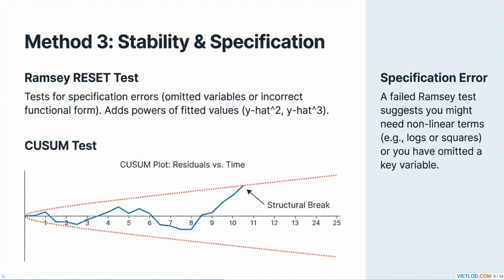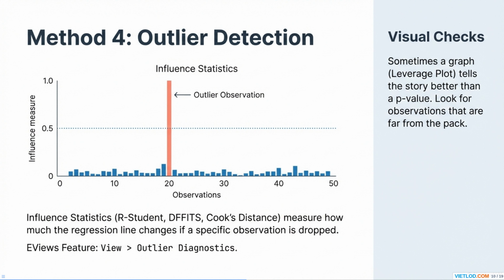Another crucial aspect is parameter stability. The CUSUM test, or cumulative sum test, checks for structural breaks in the model's coefficients over time. This test plots the cumulative sum of recursive residuals against critical bounds. If the line crosses these bounds, it indicates a structural break, meaning the relationship between variables has fundamentally changed. For instance, economic relationships can shift after a major event, such as the 2008 financial crisis. Both these tests are essential for ensuring a robust and well-specified model.